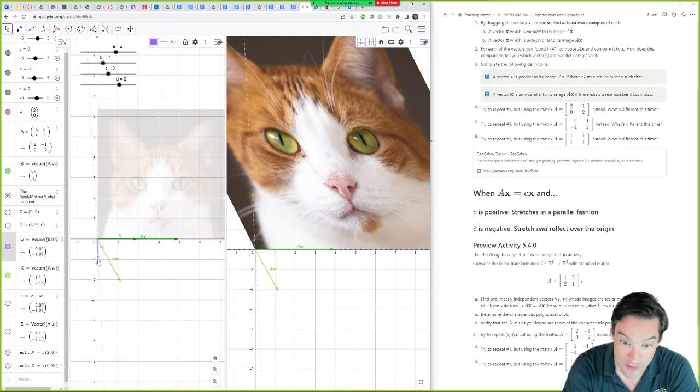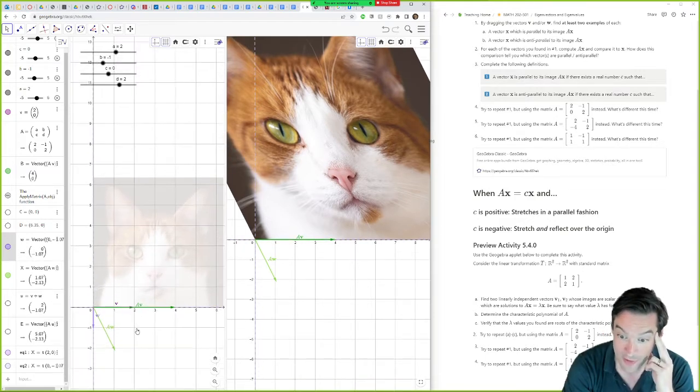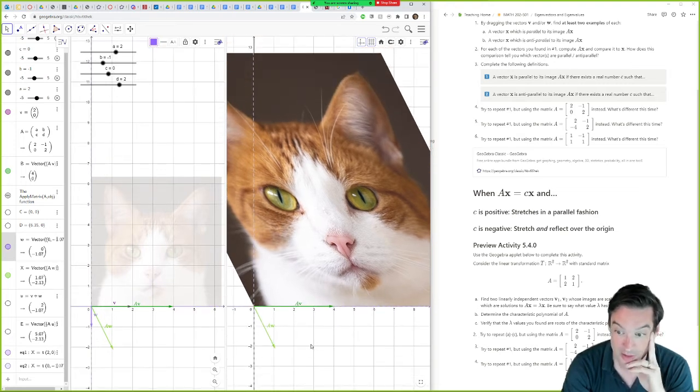And so what is it about the action of this transformation on my cat face that is also kind of telling me that story? How do I know that we're not getting any anti-parallel directions based on what the picture of this cat face looks like in the image?